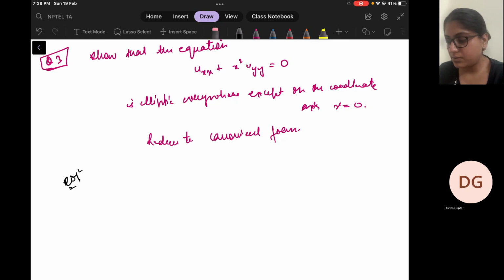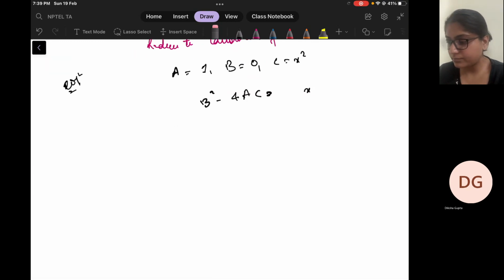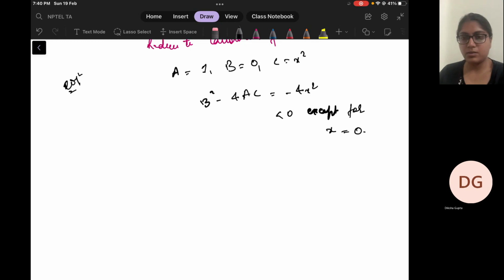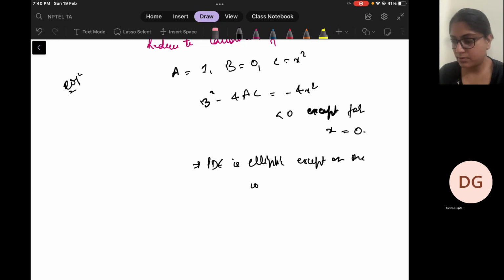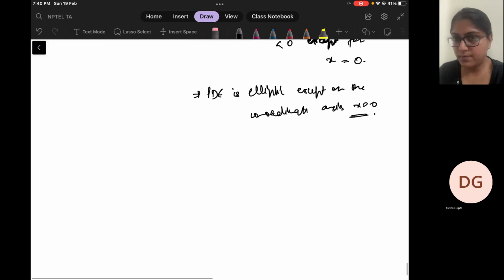So the solution is, here a is 1, b is 0, c is equal to x squared, so b squared minus 4ac is equal to minus 4x squared, which is less than 0 except for x equals to 0. Therefore it implies the PDE is elliptic except on the coordinate axis x equals 0.